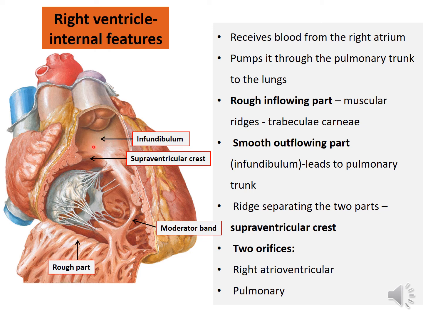As you see in the picture, this is smooth. So the smooth part, it is also called infundibulum. You can see here labeled infundibulum. These two parts, the smooth part and the rough part, both are separated by a ridge. This ridge is called supraventricular crest. And the interior presents two orifices. This is called right atrioventricular orifice, and here you can see another orifice which is called pulmonary orifice.